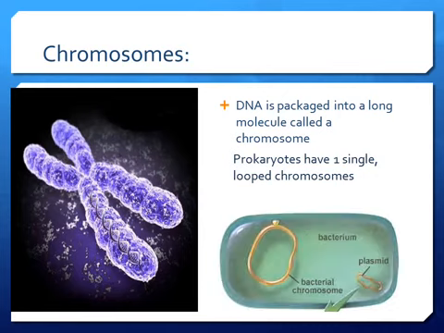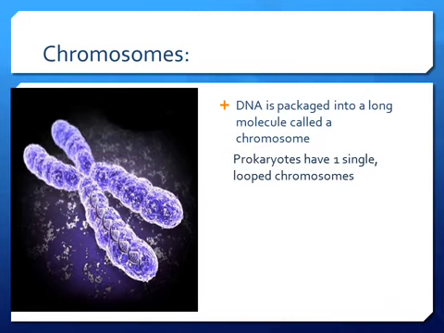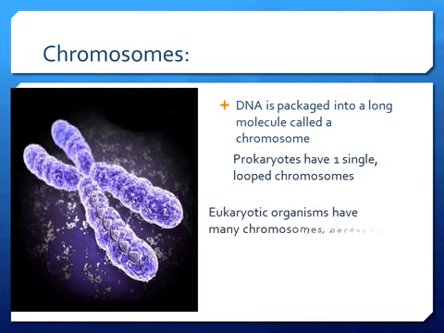Okay, and in many eukaryotic organisms, there is more than one chromosome found. In humans, there are 46 chromosomes. This would be one of the 46 chromosomes found in human cells. Okay, we're going to be moving onwards to the next slide.